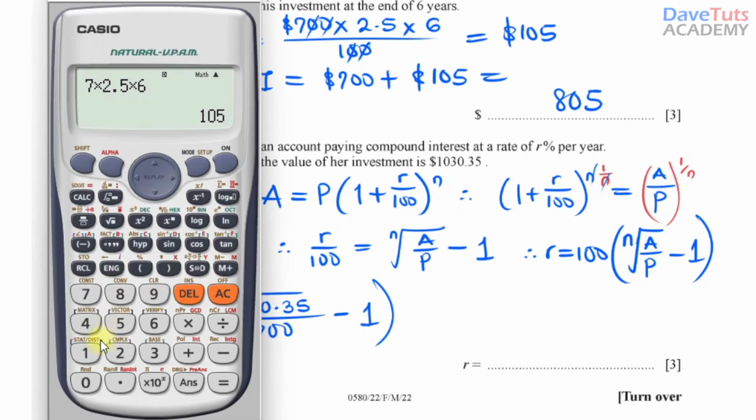Okay, so I have 100, then I want to open the bracket, find the nth root, which is just on top of this x to the power. So I have shift this, then that is 17. Then I can come into my root. I have a fraction there. The amount is 1030.35. The denominator is 700. Okay, then I can go out of the fraction. Then I can go out of the root. I want to say minus 1. Then I can close that bracket.